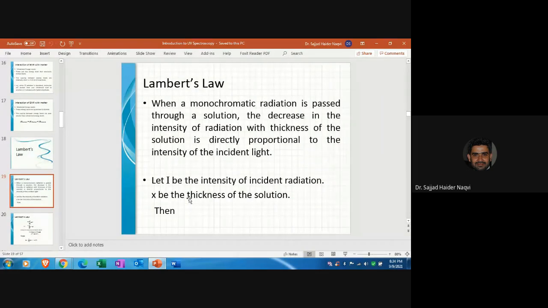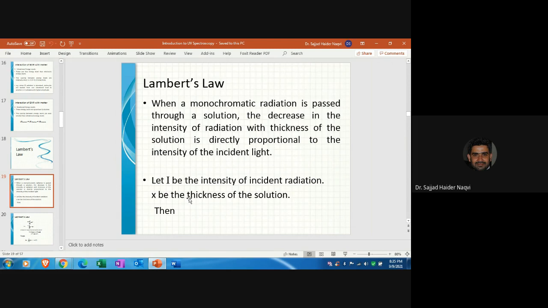Now, the Lambert law states that when a monochromatic radiation is passed through a solution, now that solution is containing sample molecules or atoms. So when a monochromatic radiation is passed through a solution, the decrease in the intensity of the radiation with the thickness of the solution is directly proportional to the intensity of the incident light.